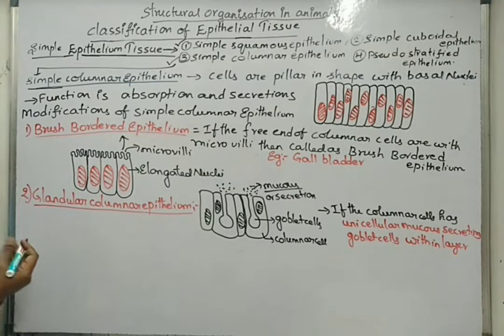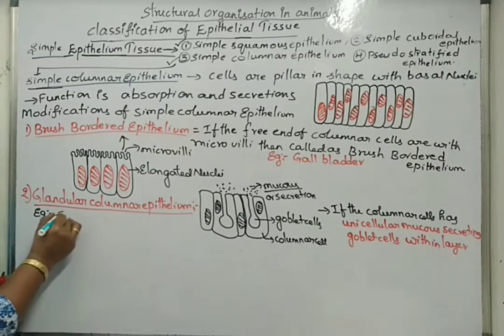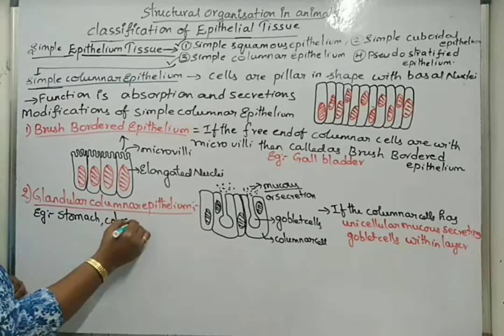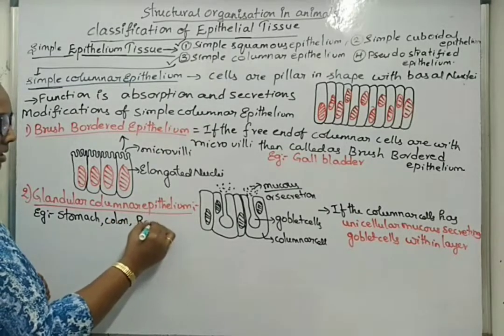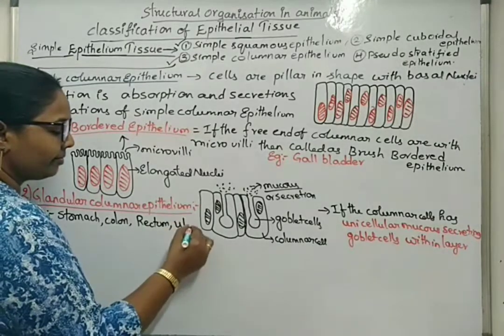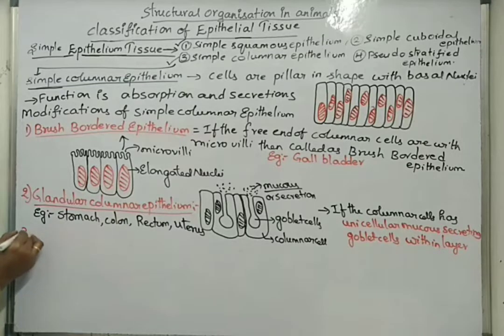What is the location of this glandular epithelium? In which body organs can we see this? We can see it in the stomach. Next, colon. Next, rectum. And also in the uterus. Third one, glandular brush bordered columnar epithelium.